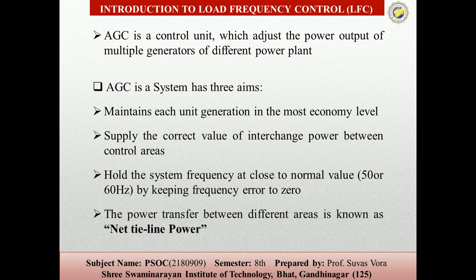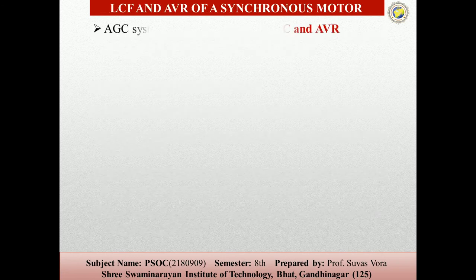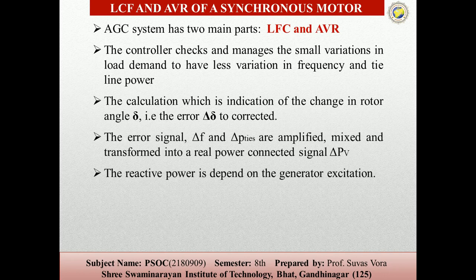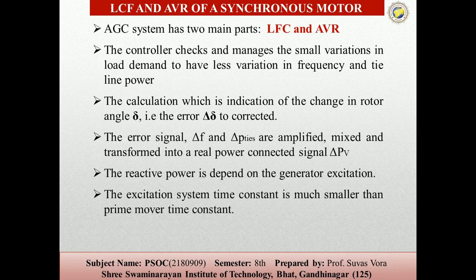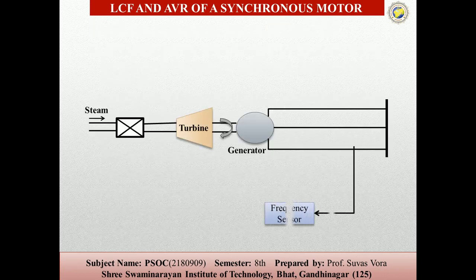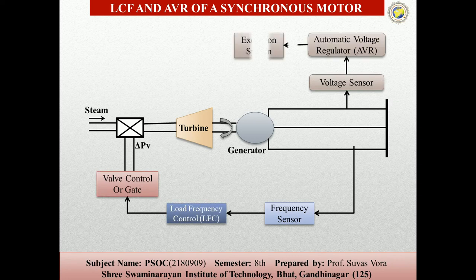The power transferred between the different areas is known as the net tie line power. The main two parts are load frequency control and the AVR systems. So we change the angles, the delta. You can see two different systems, AVR control and the load frequency control. So in the last lecture we saw this.